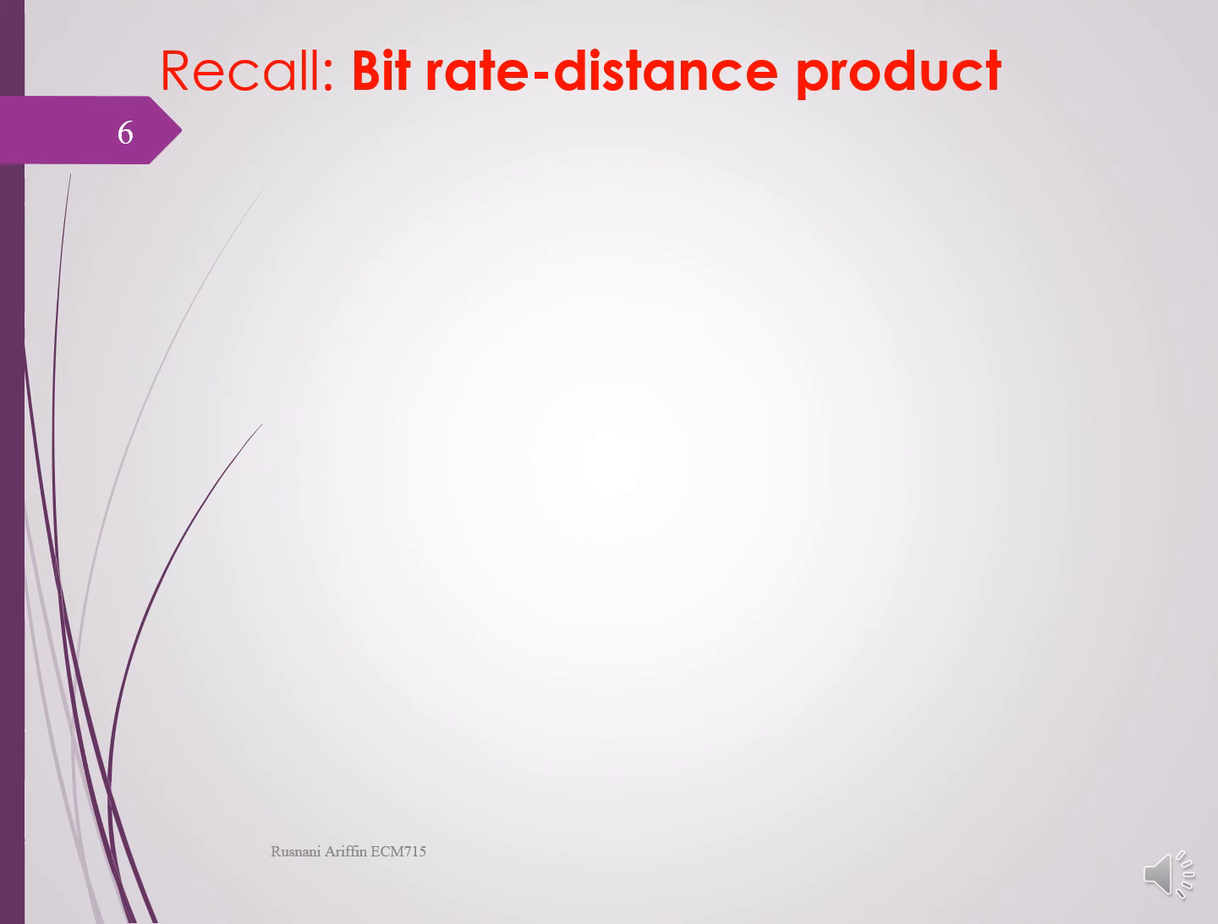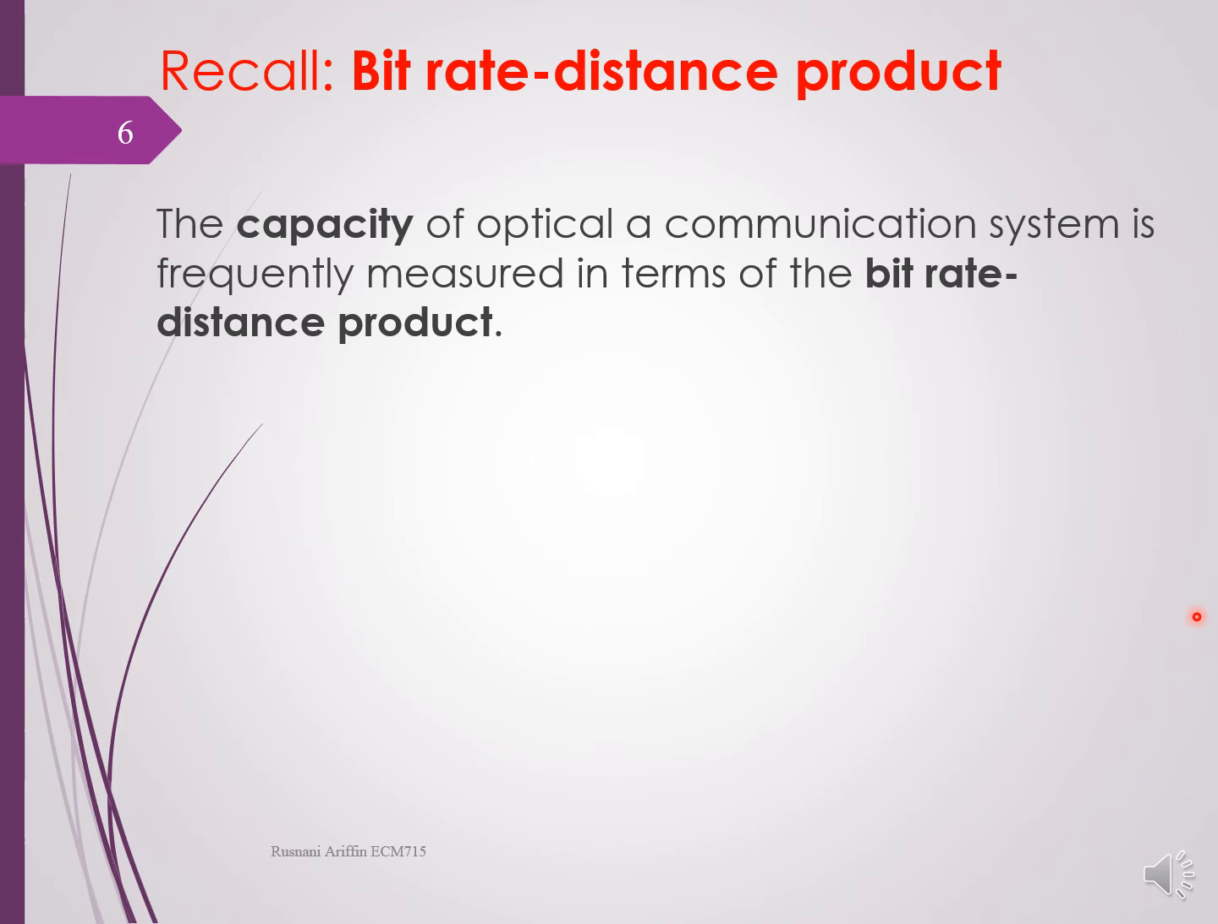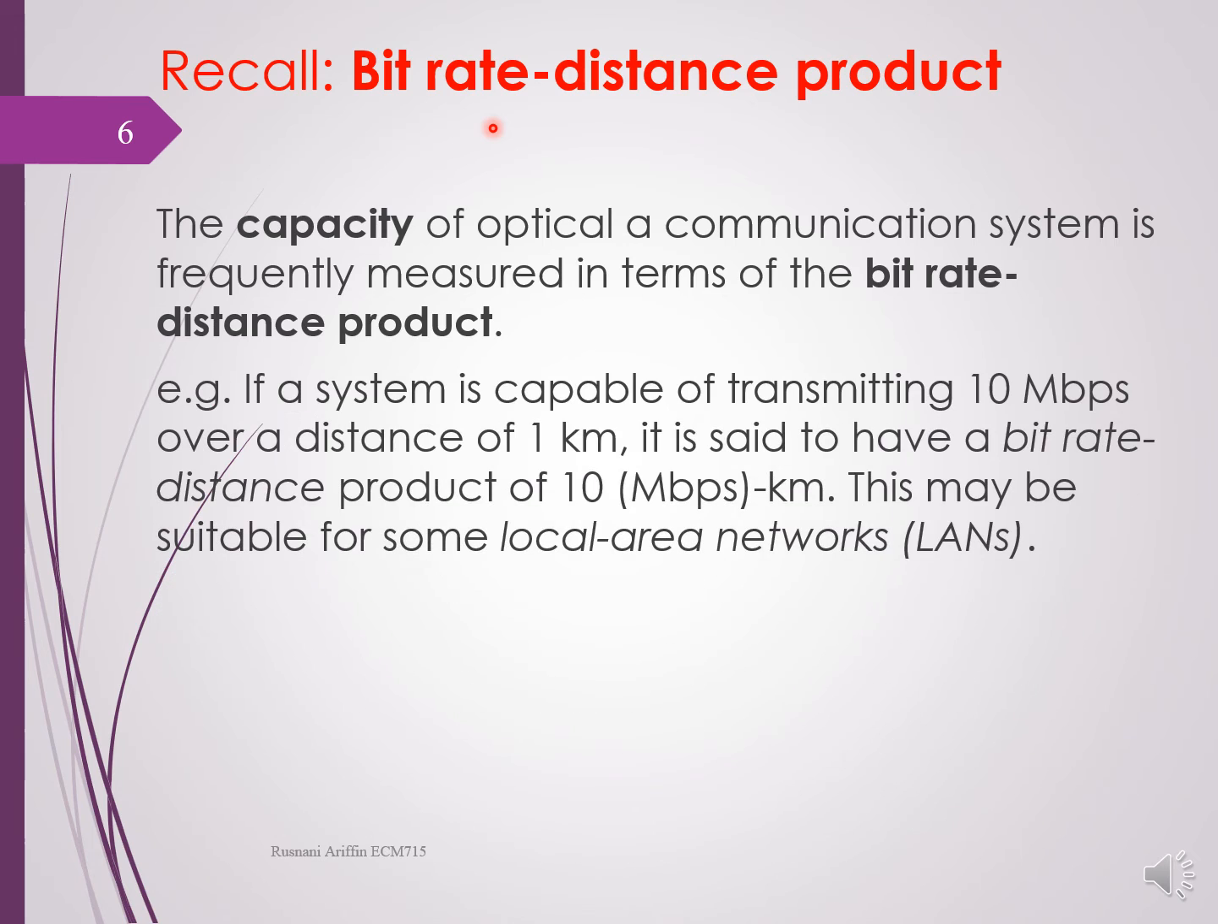Okay, now let us recall what the bit rate distance product is. So the bit rate distance product tells us the capacity of an optical communication system. Basically, the higher the capacity of the optical communication system, the higher the bit rate distance product is. So for example, if your system is capable of transmitting 10 megabit per second over 1 kilometer, it means that your bit rate distance product is 10 megabit per second kilometer. Okay, so 10 megabit per second multiplied by 1 kilometer.